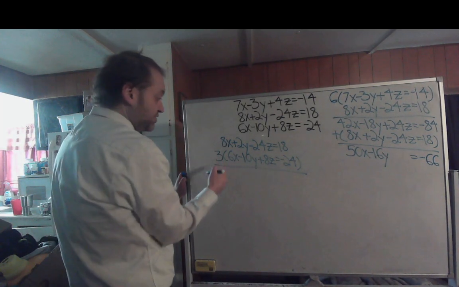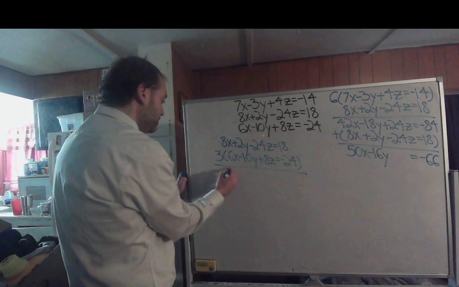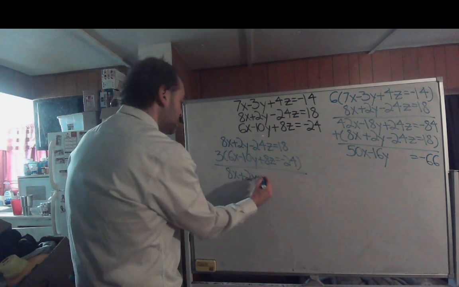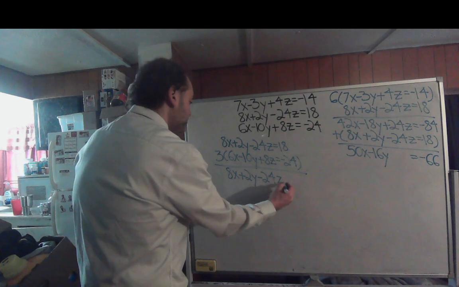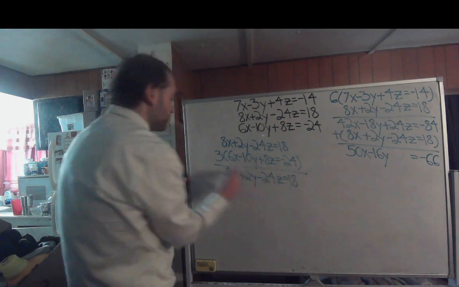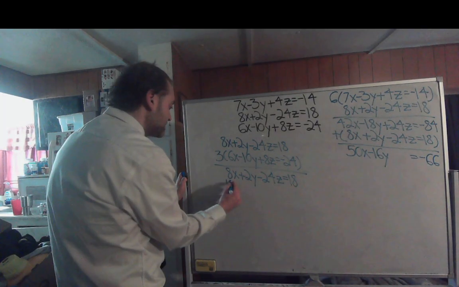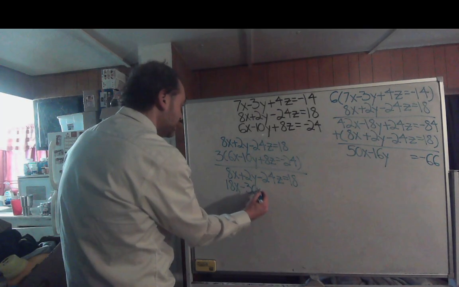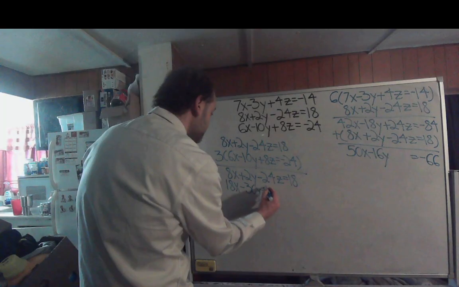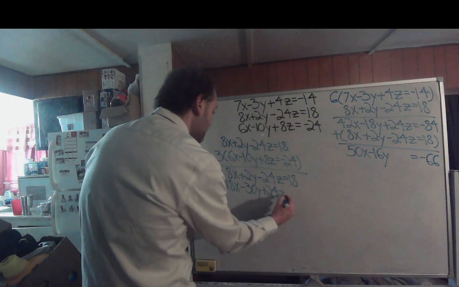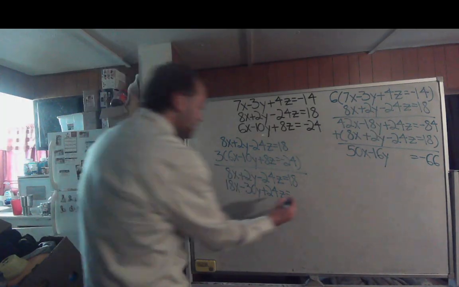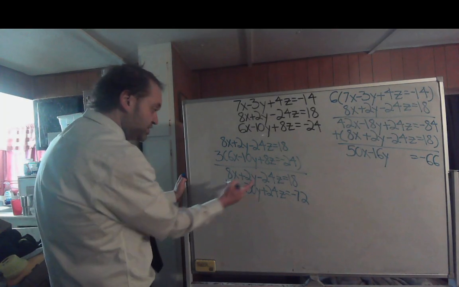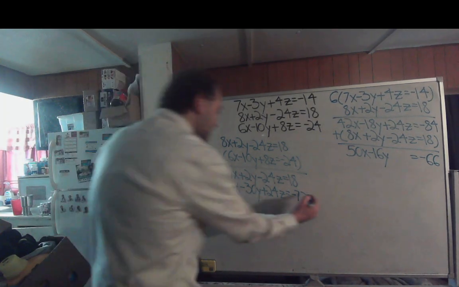Well, that's going to give us, if we multiply the second equation by 3, you still have the first equation, 8x plus 2y minus 24z equals 18. 3 times 6x, that's 18x. 3 times negative 10y, that'd be negative 30y. 3 times 8z, that's plus 24z. That would equal 3 times negative 24, that's negative 72. Now you can add these two equations together and get rid of your z variable.